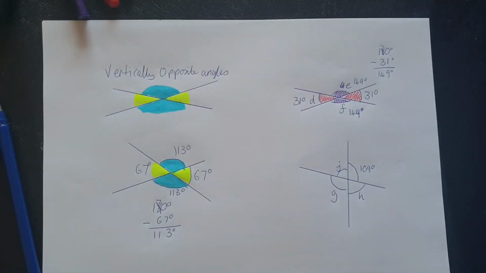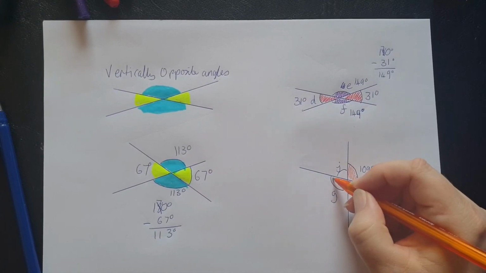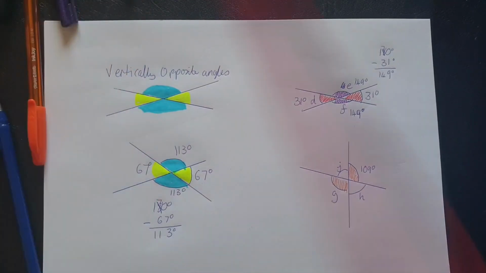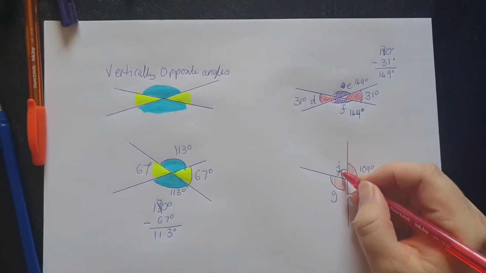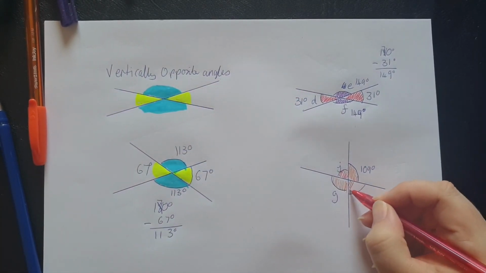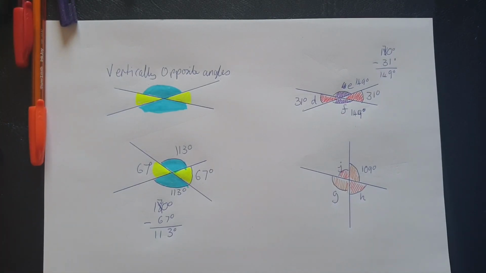Let's start off with just pure colour coding. That angle there is the same as that angle there. Therefore, this angle here must be, because they're vertically opposite, the same as that angle there. No calculations, but already it makes it easier to work out.